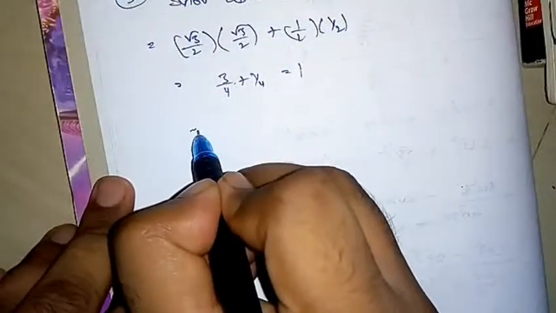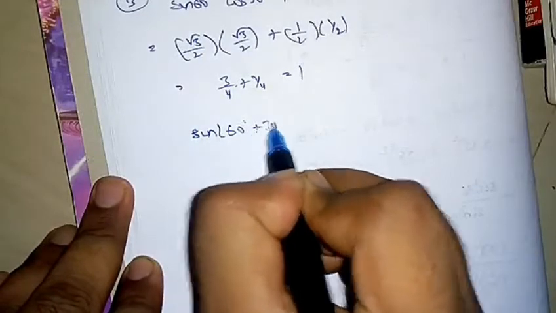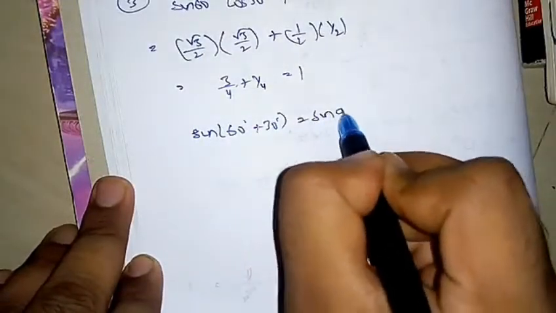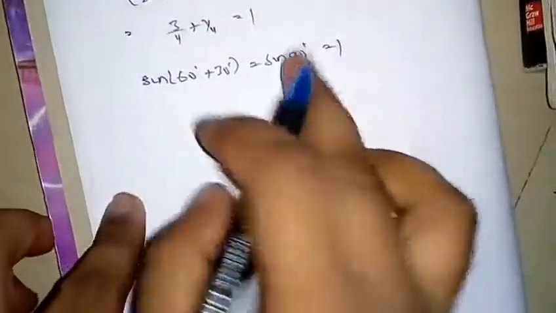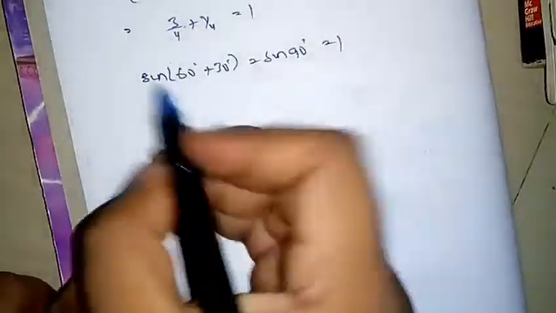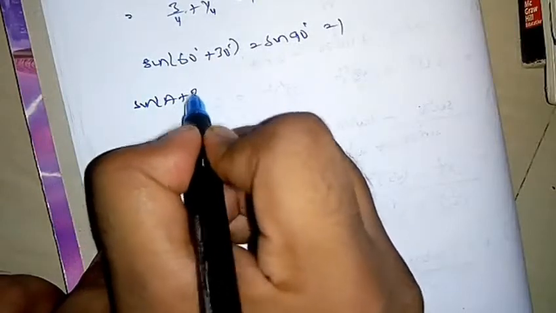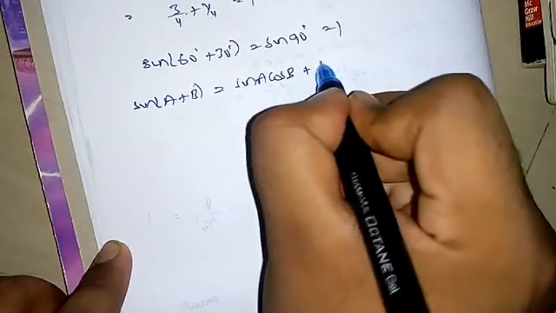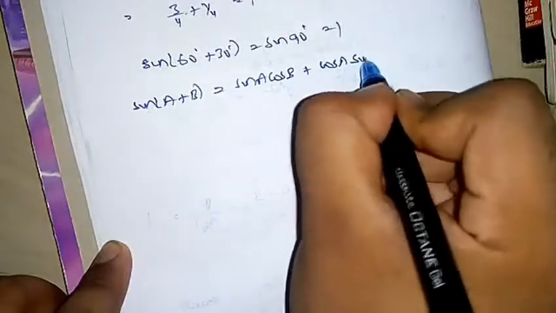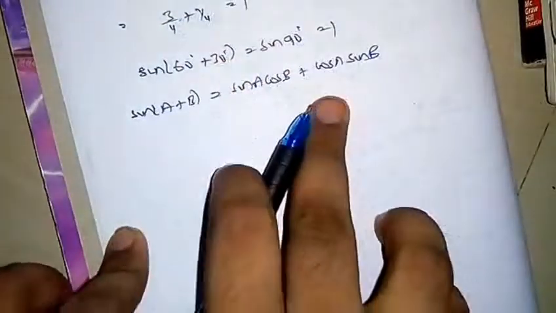Similarly, next, what is the value of sin 60 plus 30? Sin 60 degrees plus 30 degrees is equal to sin 90 degrees, which is equal to 1. What can you conclude? Therefore, you got the same answers here and here. From this, actually this is the formula: sin A plus B is equal to sin A cos B plus cos A sin B. So these two will be equal.